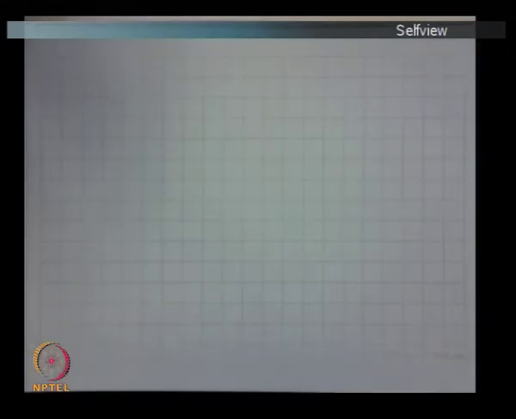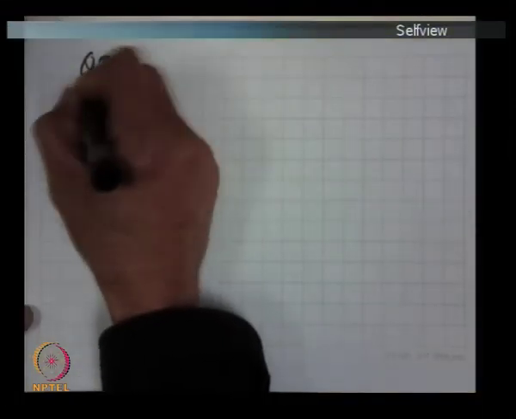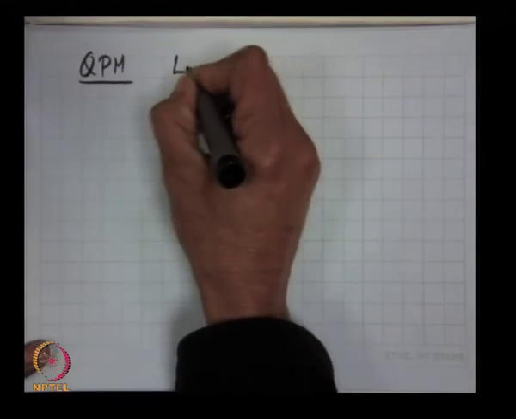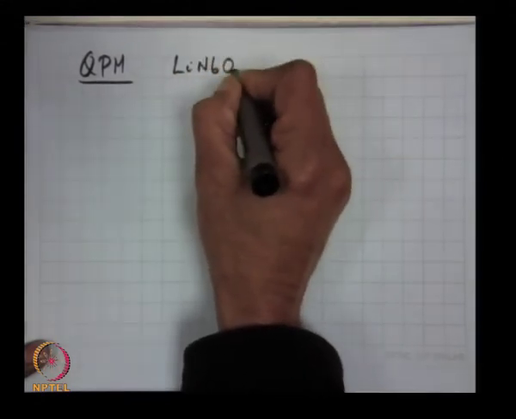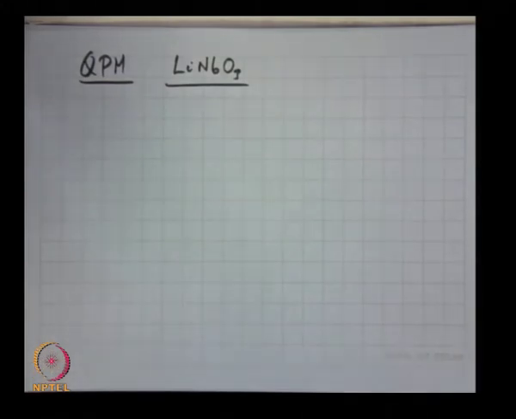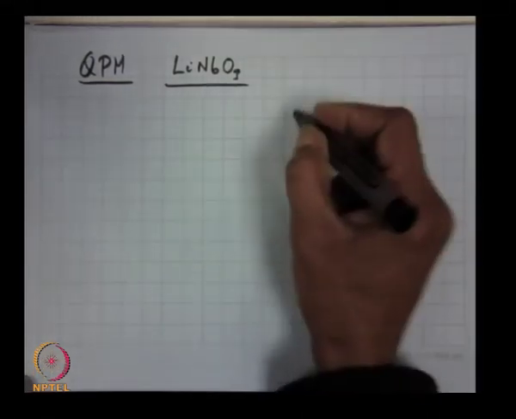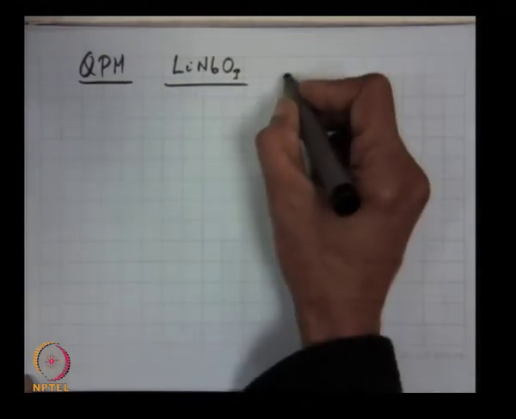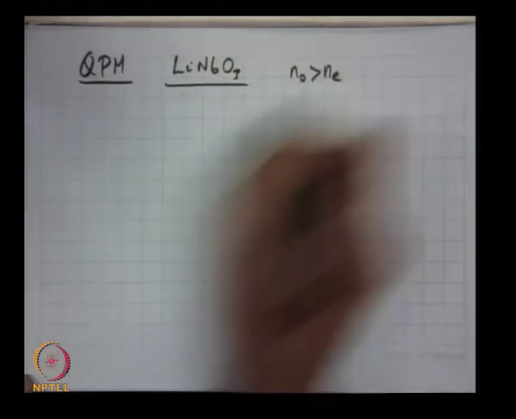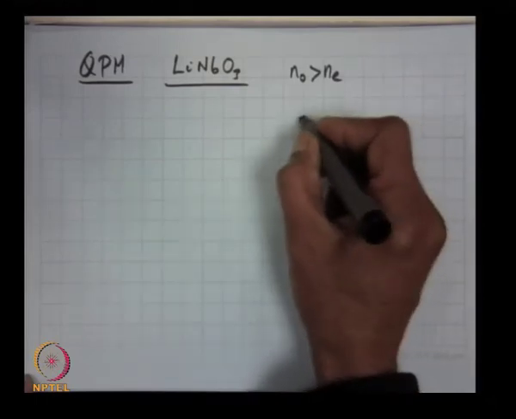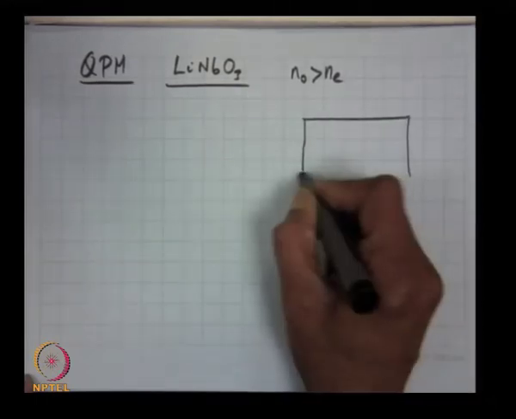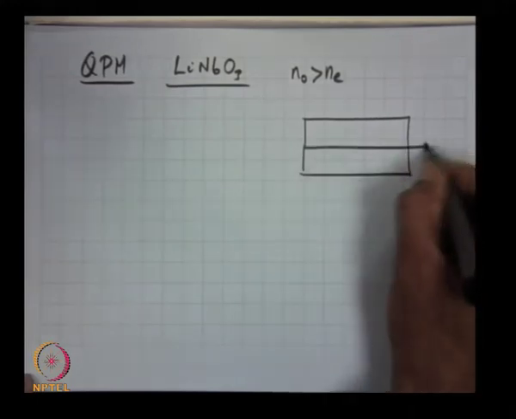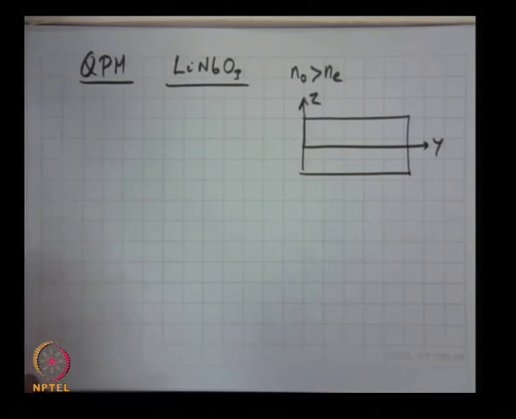The second one which I want to look at is in terms of quasi-phase matching, and let me take lithium niobate as the example. Now, lithium niobate again has no greater than ne. And let me look at the following situation. I have the crystal like this, and this is the y-axis, z-axis.